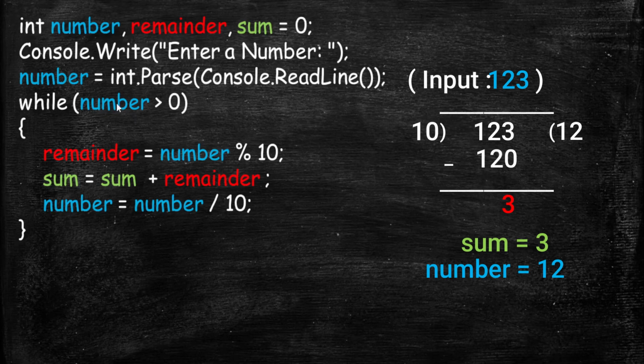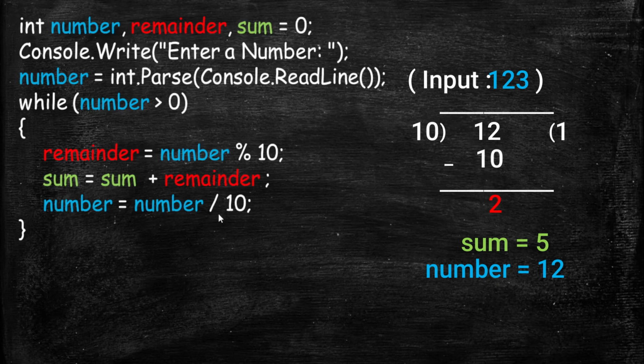Then we will check that 12 is greater than 0, which is true, so it will come into this loop. Now we will divide 12 by 10. 10 multiplied by 1 gives us 10, so our remainder will be 2. As you can see, first it took 3 from the number, then it took 2 from the number. Our sum was 3 last time and our remainder is 2, so we add 3 and 2, we get 5. So now our sum has become 5.